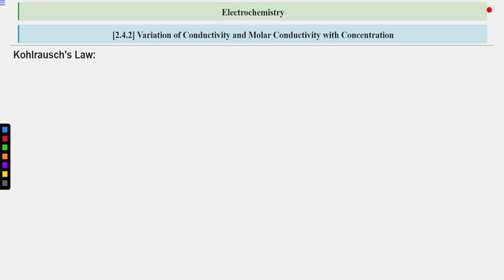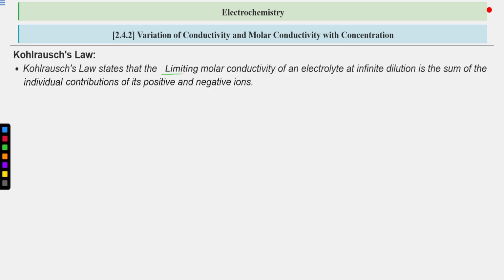So, our next topic under subsection 2.4.2 is Kohlrausch Law. The Kohlrausch Law states that the molar conductivity of an electrolyte at infinite dilution is the sum of individual contributions of its positive and negative ions. So what we are saying is that Kohlrausch law says that the molar conductivity, that means lambda m, of an electrolyte, let's suppose we are talking about KCl. For an electrolyte, the molar conductivity at infinite dilution means we are increasing the content of the solvent in our solution. When the dilution becomes infinite, the molar conductivity of the electrolyte is the sum of individual contributions of its positive and negative ions.